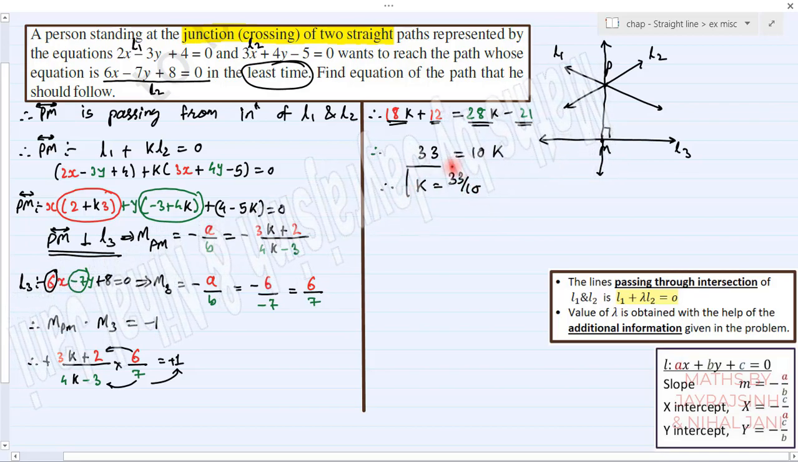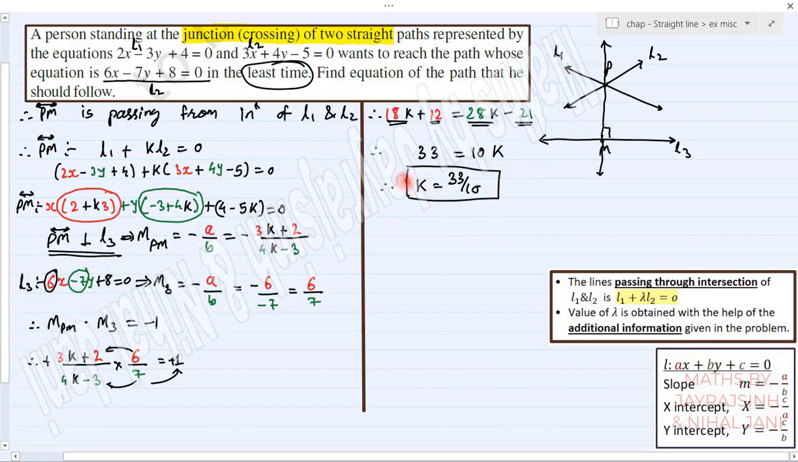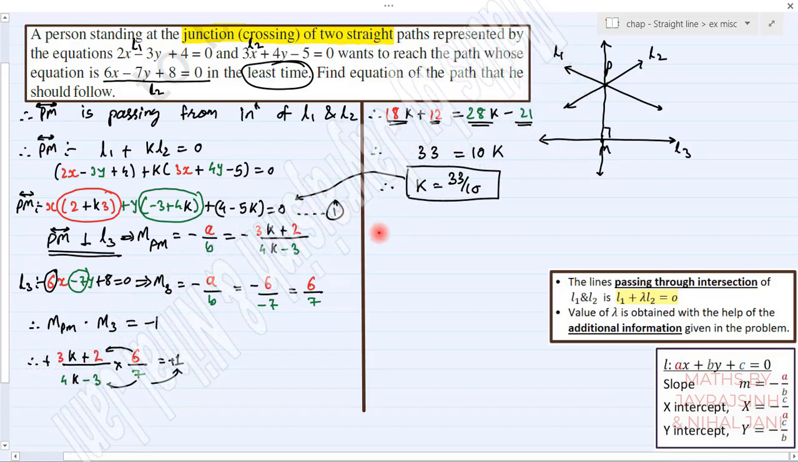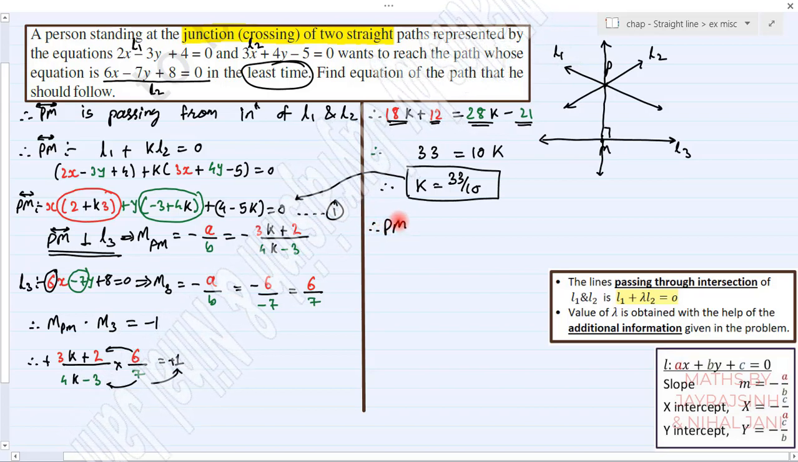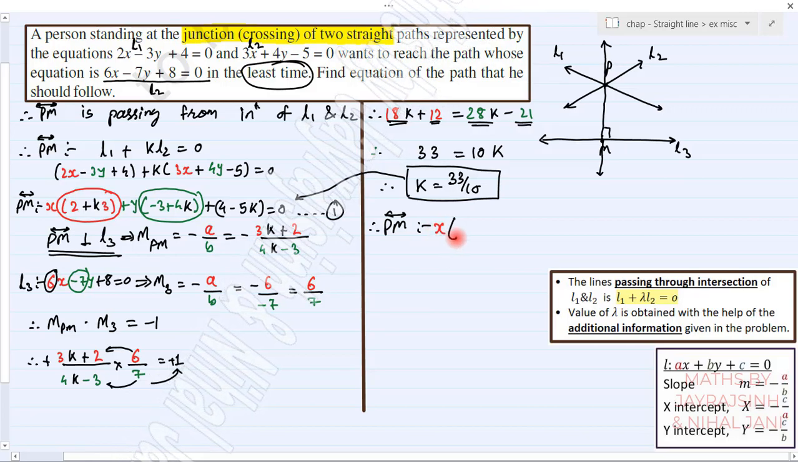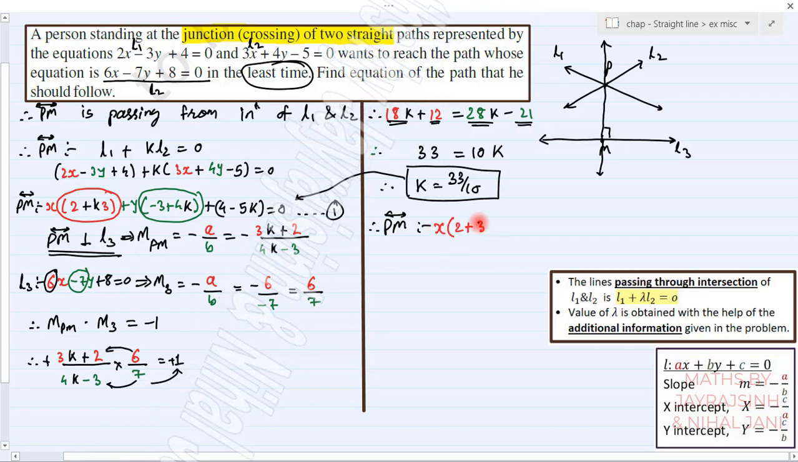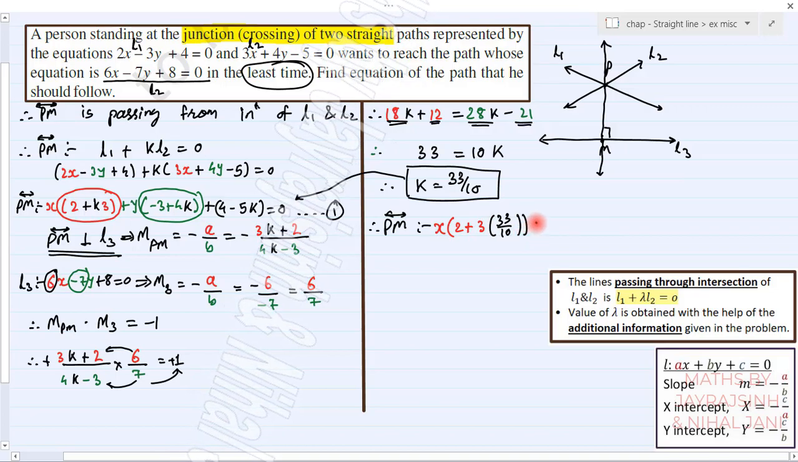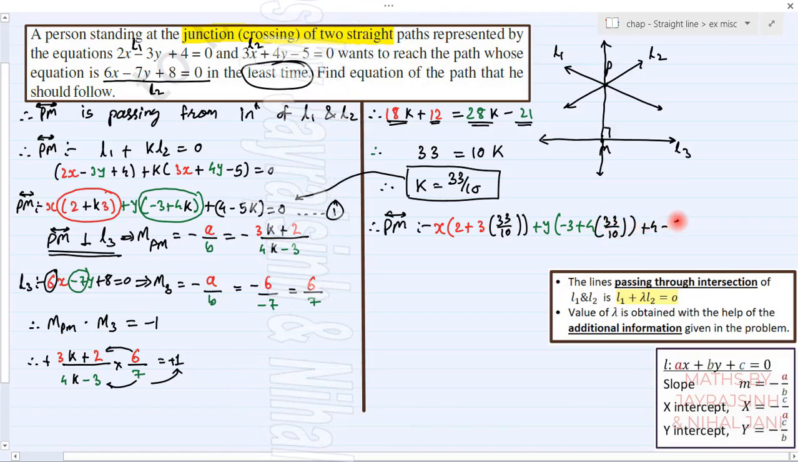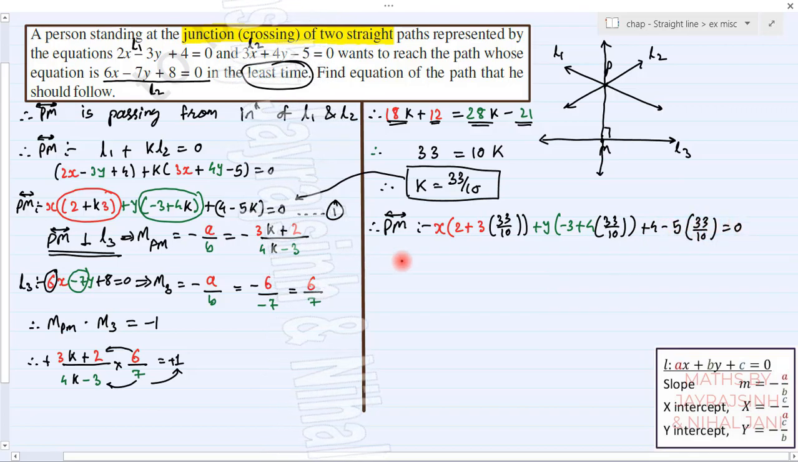So we get the value of K, and it's time for the third step, in which we are going to substitute the value of K in your equation number 1. So we will get equation of line PM. So here we'll get X into 2 plus 3 times K, which is 33 by 10, plus Y into minus 3 plus 4 times K, and 4 minus 5 times K is equal to 0.